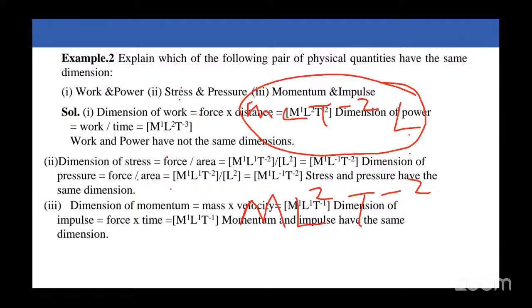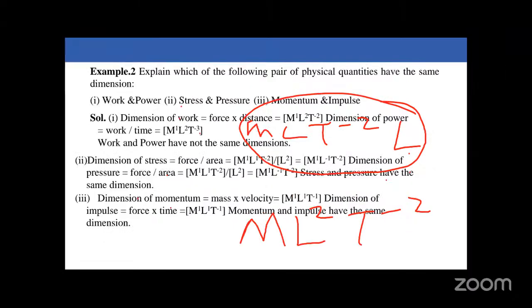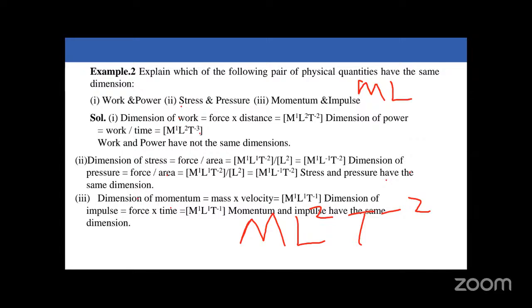All right, so let's continue. So our work has a dimensional formula of M L2 T minus 2. We want to know if the dimensions of work and power are the same. So keep this in mind. Work is M L2 T minus 2.